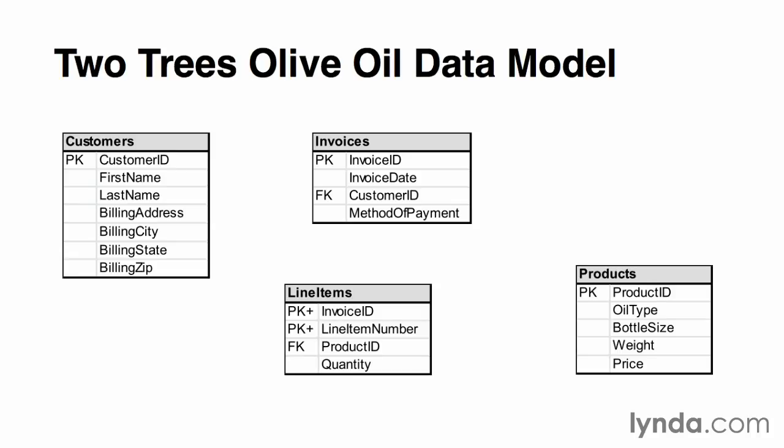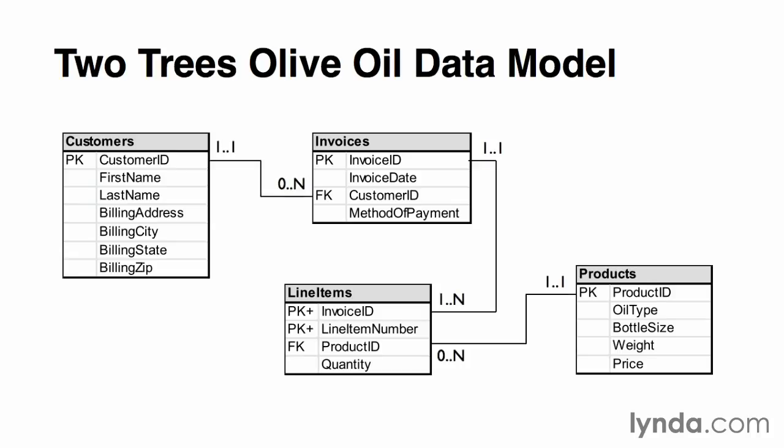One thing to note here is that I've settled on a camel case naming convention, so I'm not using any spaces in my table names or field names. Also notice that I've called out the primary key and foreign key fields from each table. And in the line items table, the invoice ID and line item number will form a concatenated key. Let's go ahead and take a look at the relationships between these tables. And we'll see that we've got 3 one-to-many relationships that join everything together.